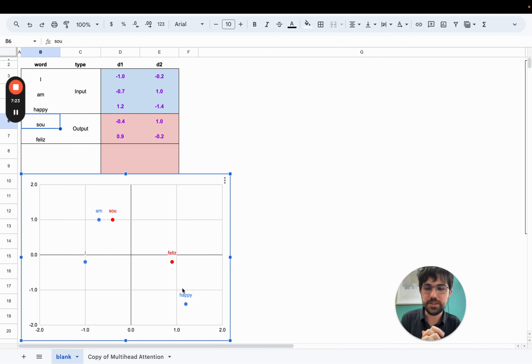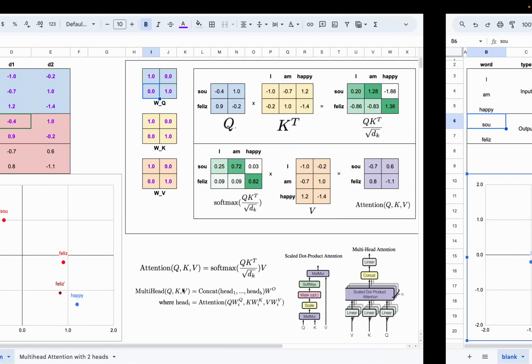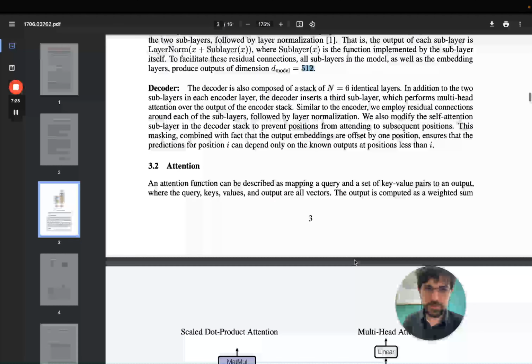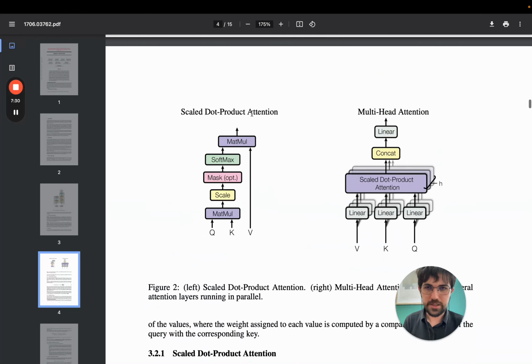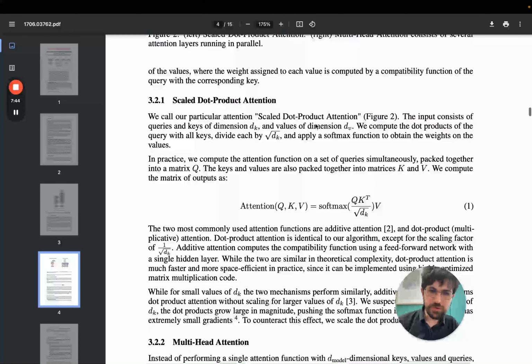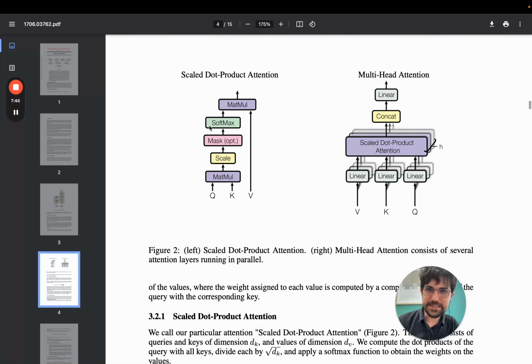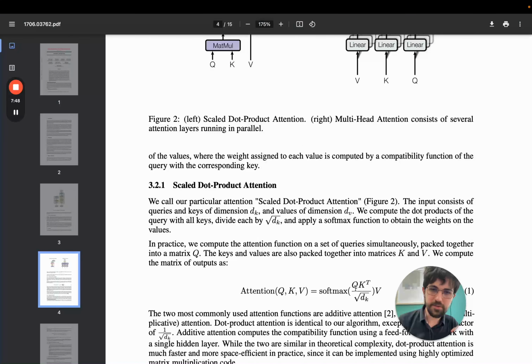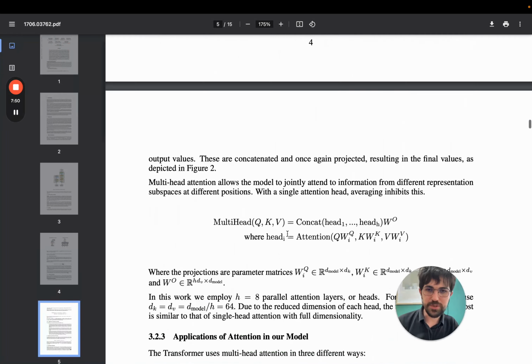That's what we expect. And in the paper we have two implementations here. First they introduce the scaled dot attention, and then they show a generic version, which is the multi-head attention. We'll start with the scaled dot attention, and then we expand to the multi-head.